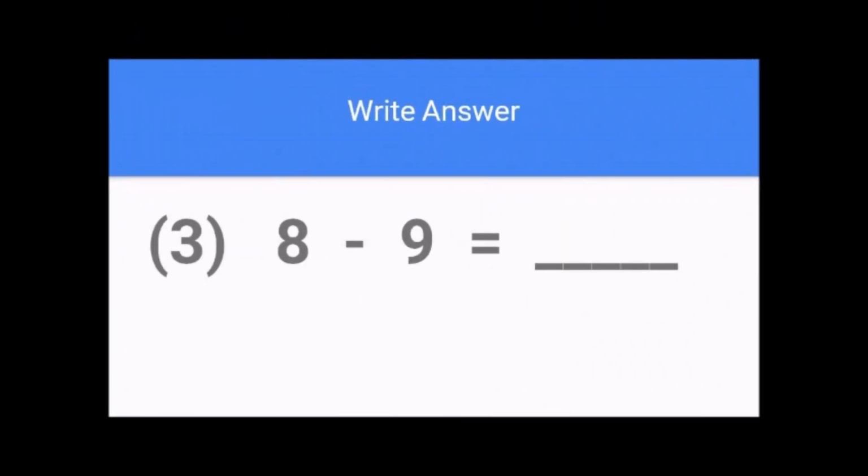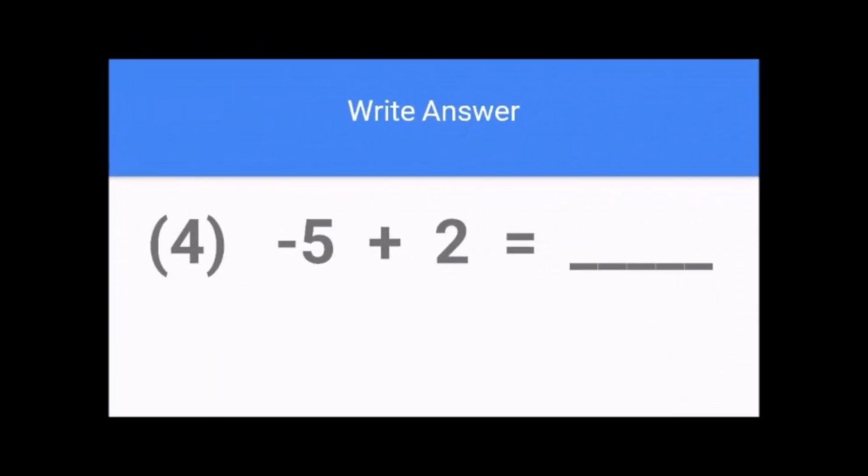Number 3. We rewrote it as 8 minus 9. It was positive 8 plus negative 9. But we work it from what you have there. 8 minus 9. You have positive 8 and negative 9. What would the answer be when you add?